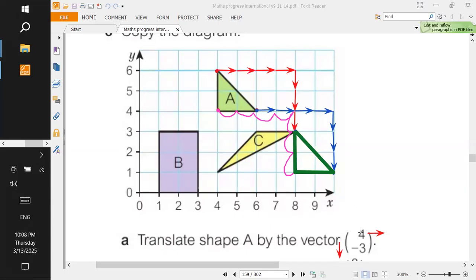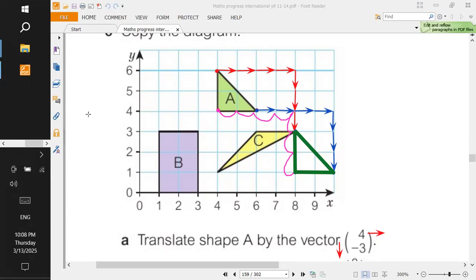Understand that this one is the horizontal movement, and this one is the vertical movement up and down. If this one is positive, you go right. If it's negative, you go left. If this one is positive, you go up. If it's negative, you go down. And this movement is described by using the X and Y axis on the grid. Now, this is the idea of translation.